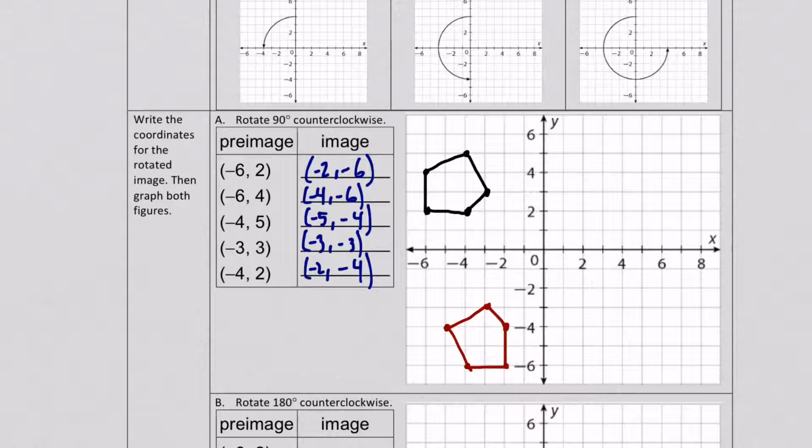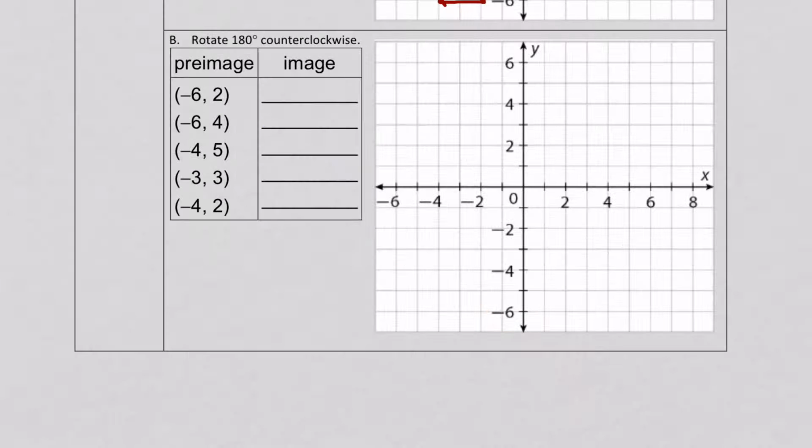Let me quickly recap what I just did. I used the rule here, right? I didn't do it manually. First thing you do for a 90-degree counterclockwise, you got to make sure that you use this rule for the appropriate spot, right? 90-degree counterclockwise, change the sign of the y, and then flip them. So -2, -6, -4, -6, -5, -4, -3, -3, -2, -4. All right, let's move on to the next one.